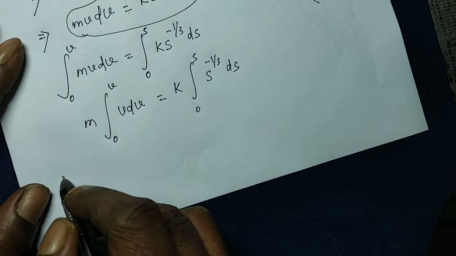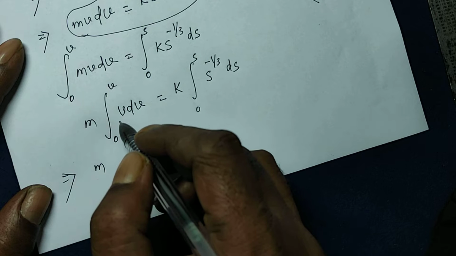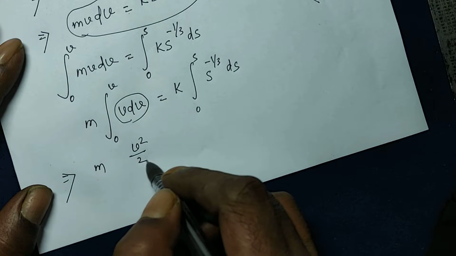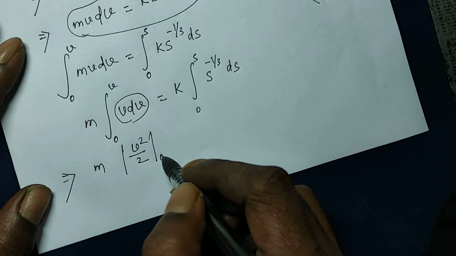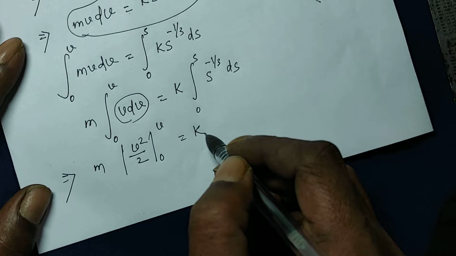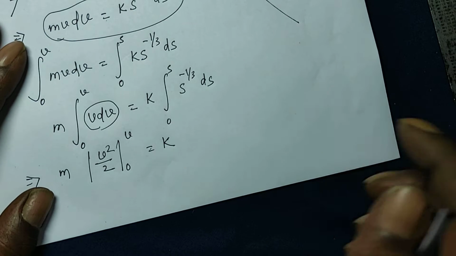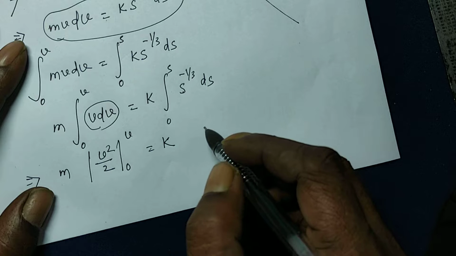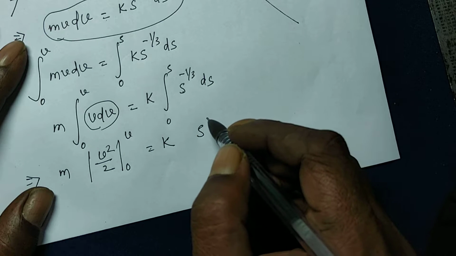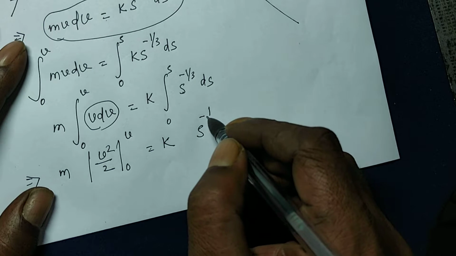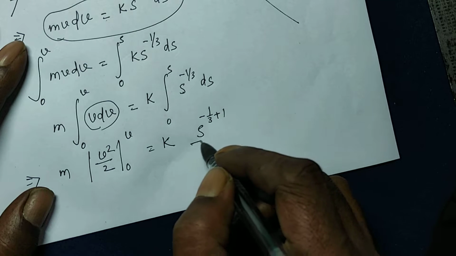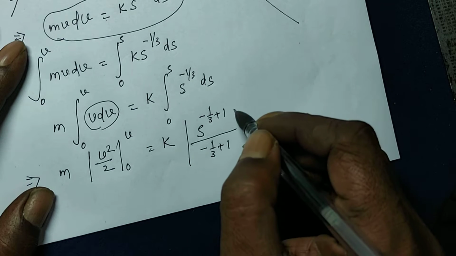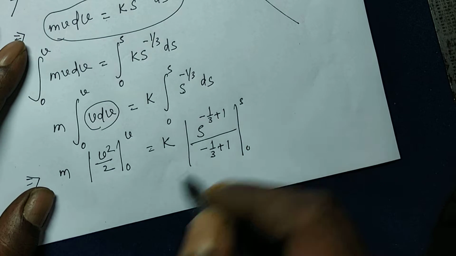So integration of v dv becomes v square by 2, its value from 0 to v. K comes to this side. So integration of s to the power minus 1 over 3 with respect to ds, the power will increase by 1, minus 1 over 3 plus 1, divided by minus 1 over 3 plus 1, its value from 0 to s.